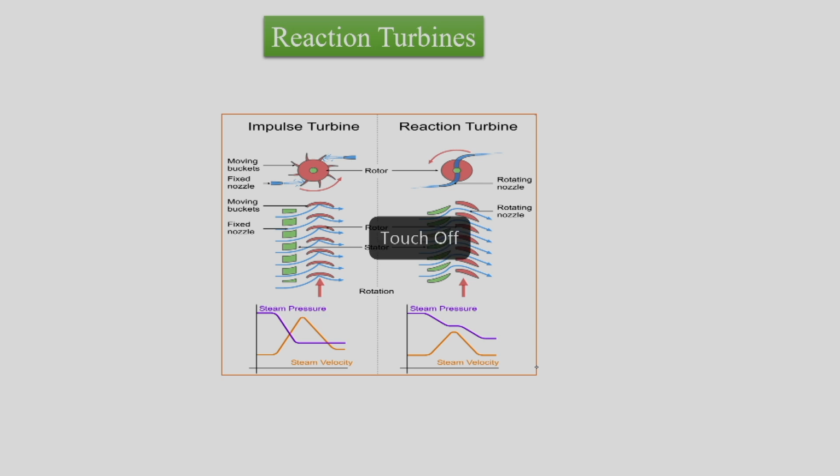Now we will come out from the understanding of impulse turbines and we will move towards the reaction turbines. So today's discussion is majorly towards the reaction turbine. Let us first understand what is the difference between reaction and impulse turbine. In an impulse turbine we have nozzles. This is the impulse turbine and this is the reaction turbine.